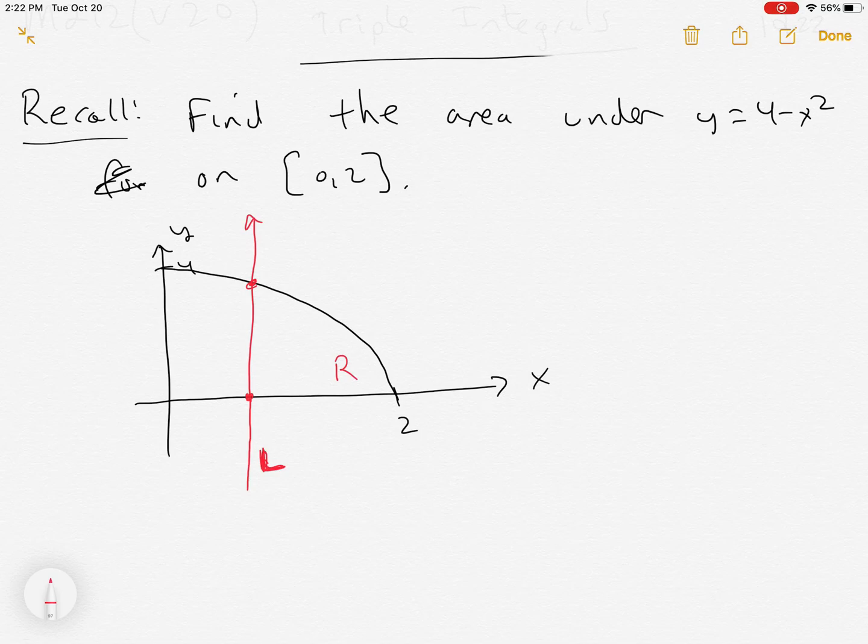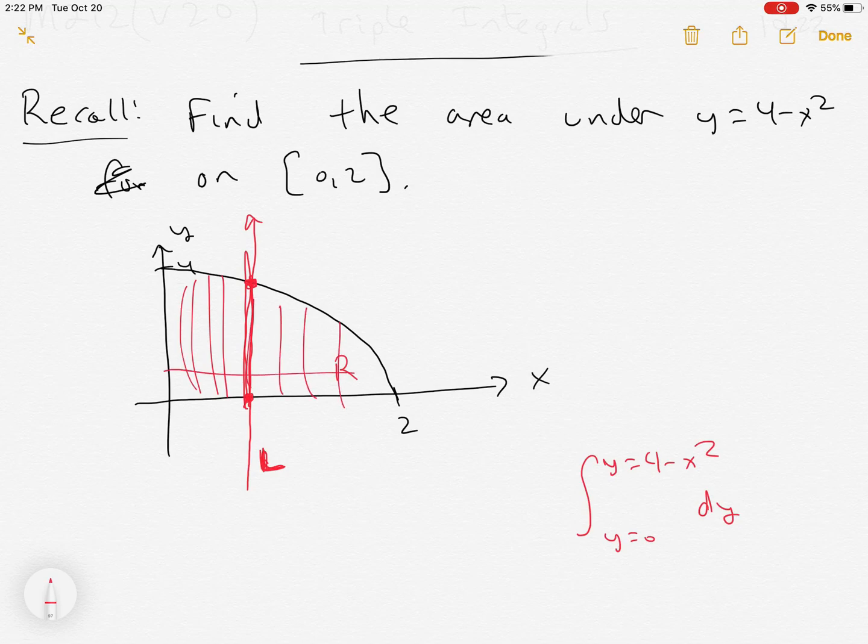All right, so for this integral, y goes from 0 here, y equals 0, to y equals 4 minus x squared, dy. So first we do this. And then we say, all right, I want to add up all these strips. So now I go left to right, and x goes from 0 to 2, dx. And this gives us area.